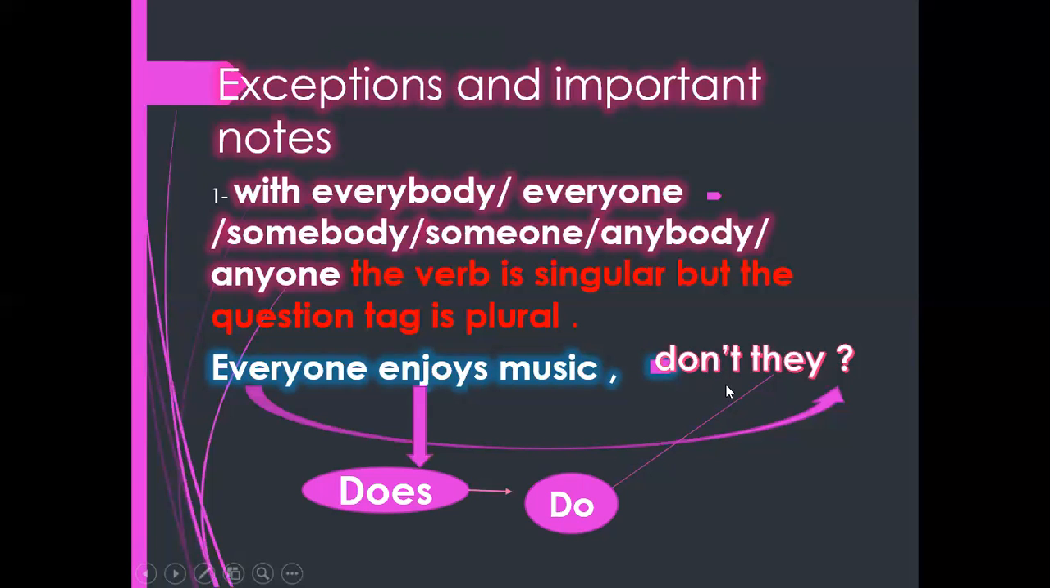كمان مرة again. هلأ if the subject is everybody, everyone, somebody, someone, anybody, anyone, you are going to use the pronoun they. أول خطوة إنه بدل هاي الكلمات بتحط الضمير في السؤال الديلي they. هلأ they صارت plural subject. So if here we have simple present, instead of using does we use do. So the question tag will be don't they.